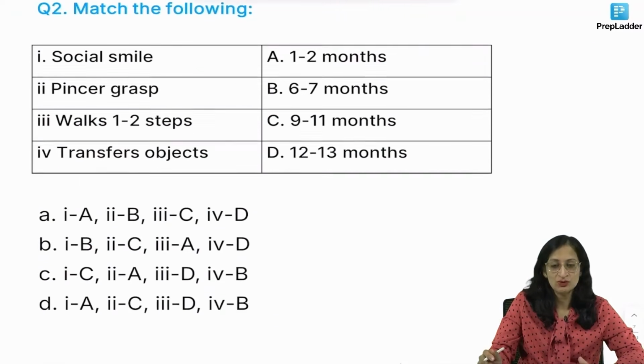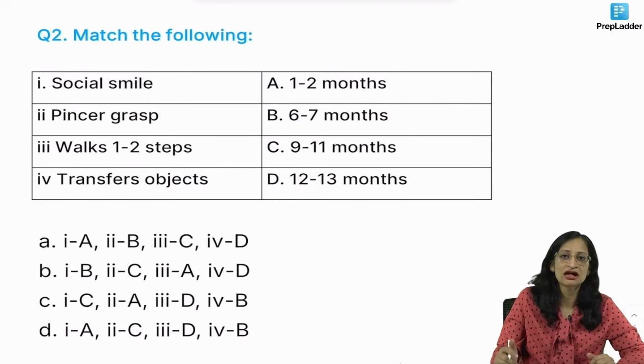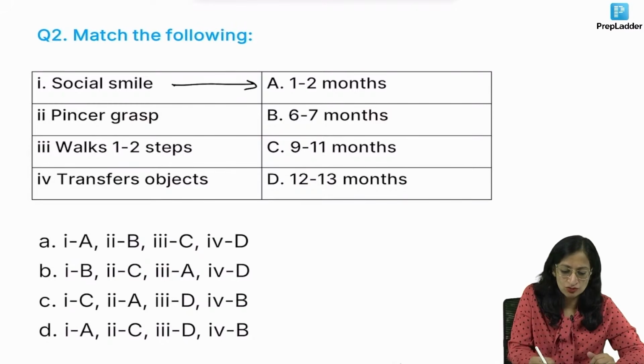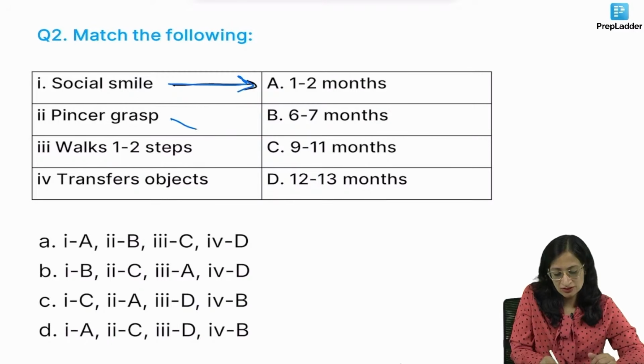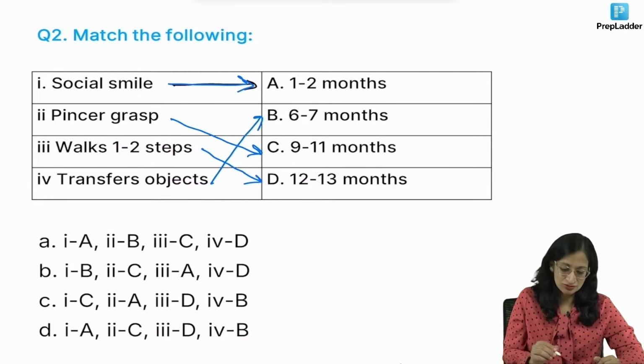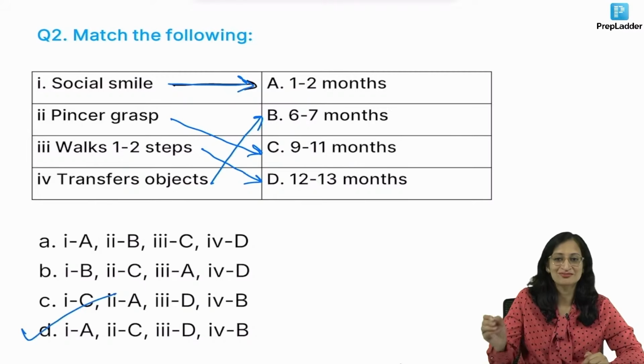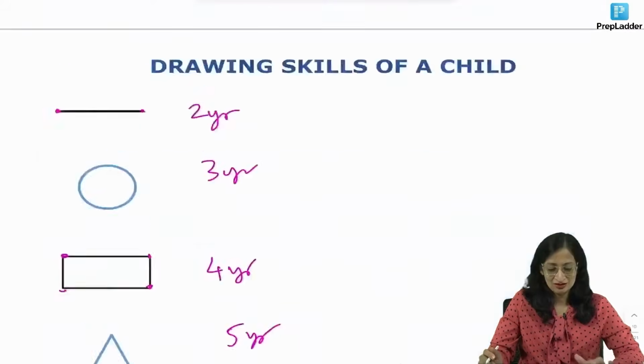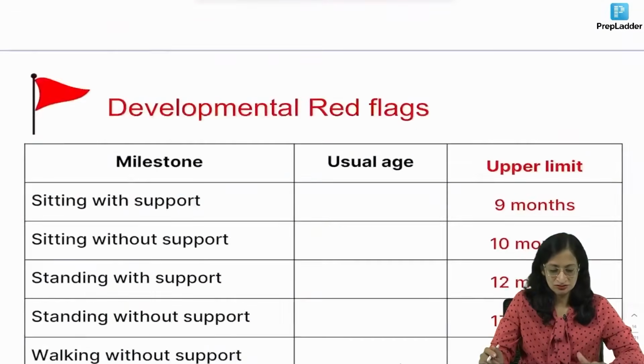Now, coming back to our question. So, social smile we know comes at around 1 to 2 months, right? So, 1 with A. Pincer grasp 9 to 11 months. Walks 1 to 2 steps would come at 12 to 13 months and transfer objects at 6 to 7 months. So, our best option here becomes, so 1 with A, 2 with C, okay, 3 with D and 4 with B. So, option D becomes our best answer here, okay. So, moving ahead to our next question.